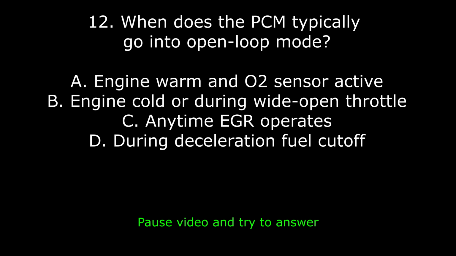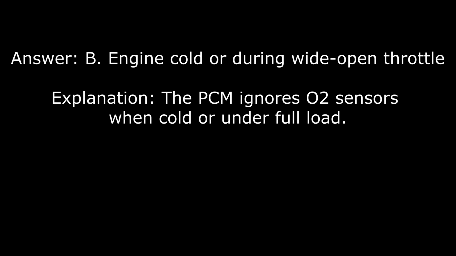12. When does the PCM typically go into open-loop mode? A. Engine warm and O2 sensor active. B. Engine cold or during wide-open throttle. C. Anytime EGR operates. D. During deceleration fuel cutoff. Answer: B. Engine cold or during wide-open throttle. Explanation: the PCM ignores O2 sensors when cold or under full load.